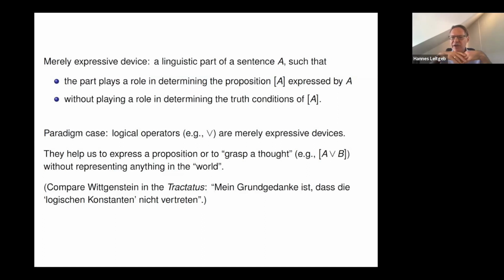For example, the proposition that A or B, the proposition that is expressed by a disjunction, but they do not at the same time represent anything in the world. Okay, so when we then look at the truth condition of such a proposition, the proposition expressed by the disjunction A or B, it's not that there is anything in the world out there that would have to correspond to the disjunction symbol in the language. Okay, and that's a difference from the other linguistic symbols that are not merely expressive devices. Some of them help us to express a proposition and then they refer to something in the world. Disjunction only helps us to express a proposition and doesn't do anything beyond that. That's why it's a merely expressive device.